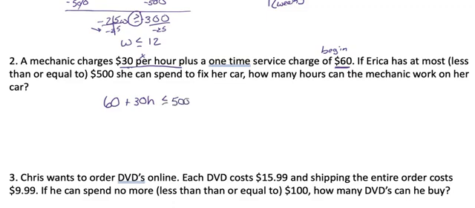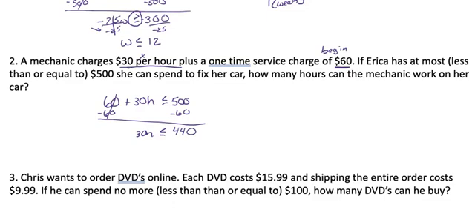Okay, so let's go ahead and we would solve this inequality. Remember, we'd start by moving the constant. We're going to move the 60 because inequalities follow our rules of equations. So 30H is now less than or equal to 500. Subtract 60, so that would be 440.